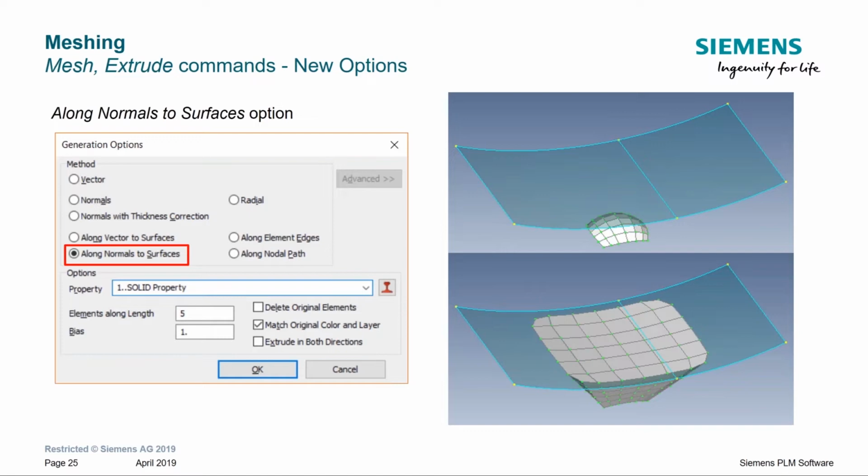If you look right here, you can now do an extrude normal to surface. So here I've got a spherical plate mesh, and I want to extrude that to this pair of cylindrical surfaces. So now you tell it along normals to surfaces, tell it the property and the elements along length, and it'll automatically extrude those based upon that selection of how you set the normals.